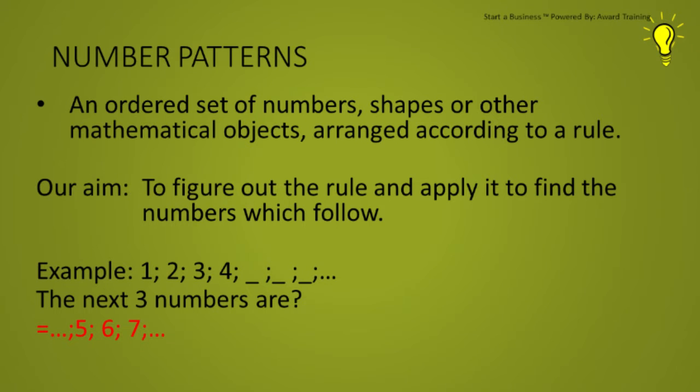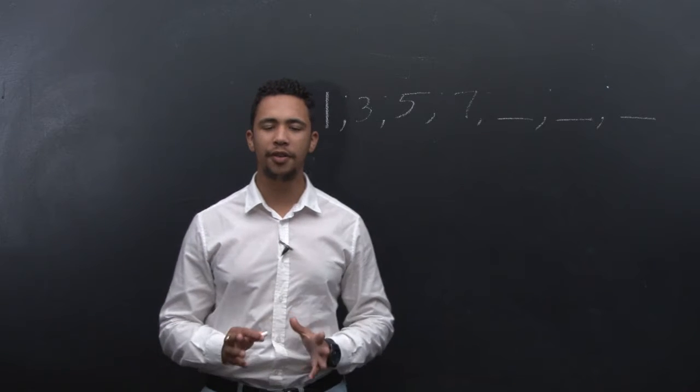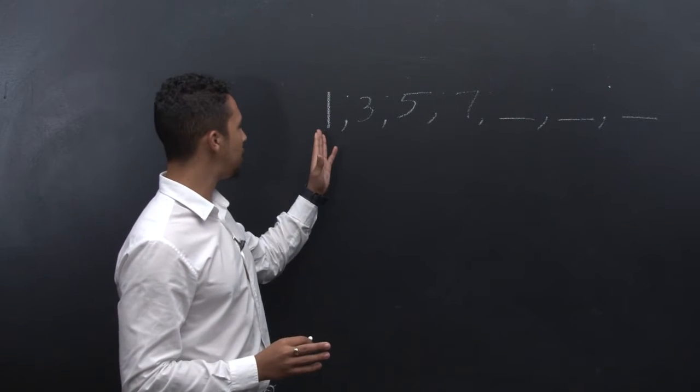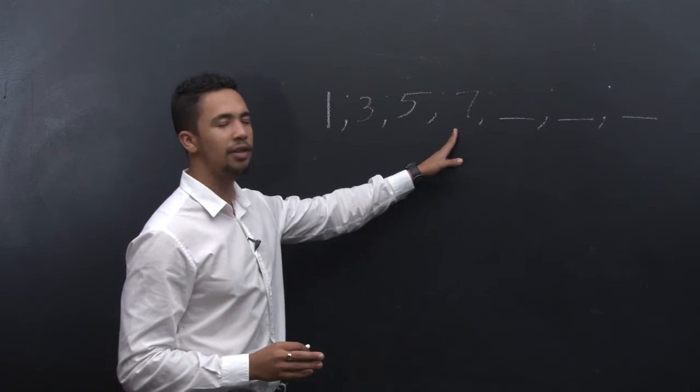Our first topic is number patterns, an ordered set of numbers, shapes, or other mathematical objects, arranged according to a rule. So our aim is to figure out the rule and apply it to find the numbers which follow. So our very first example is a very basic example. We have the numbers 1, 3, 5, and 7.